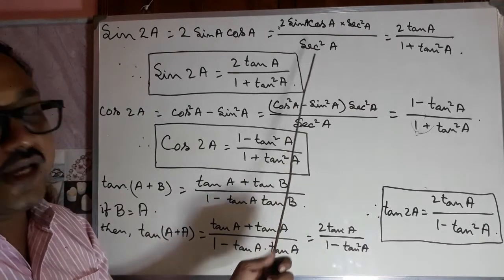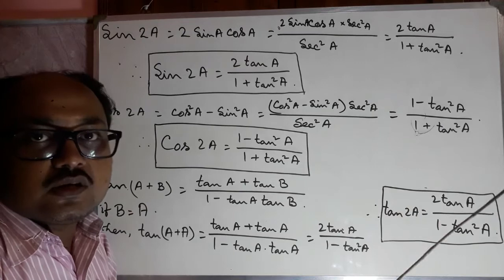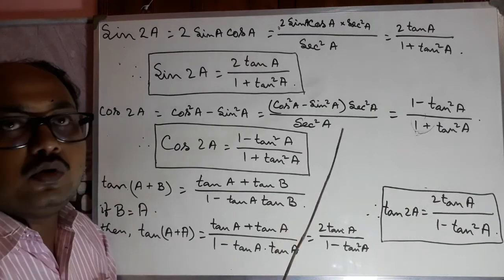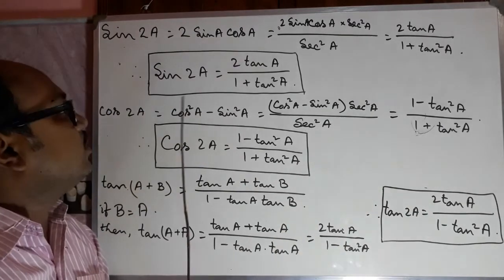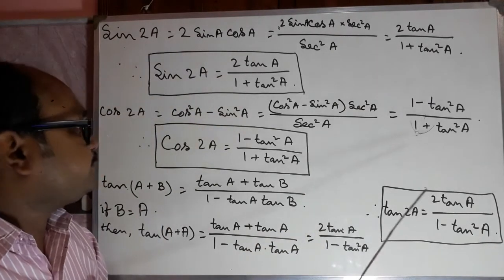and we know sec square a minus tan square a is equal to 1. So sec square a is equal to 1 plus tan square a. So this sin 2a will be 2 tan a by 1 plus tan square a.